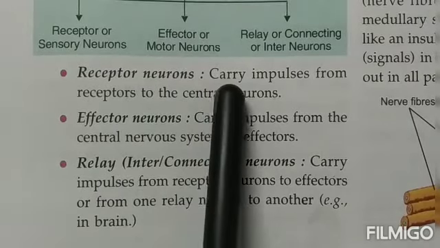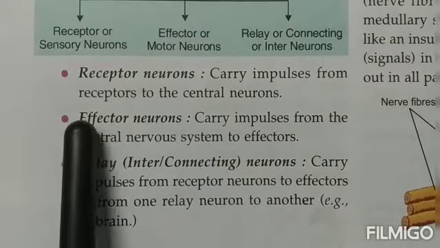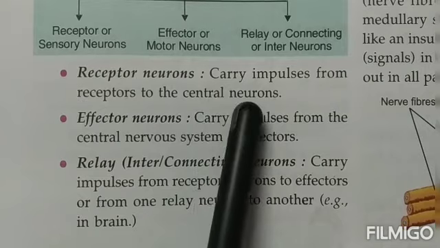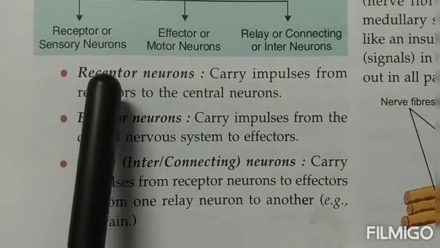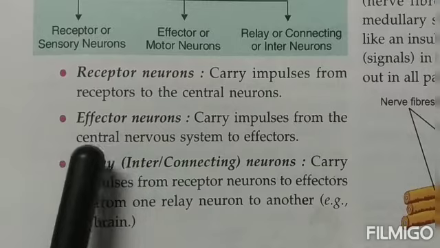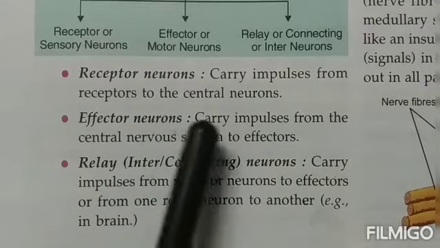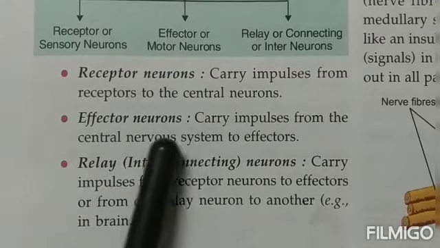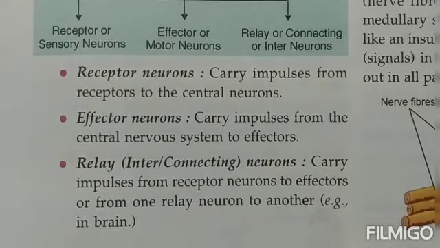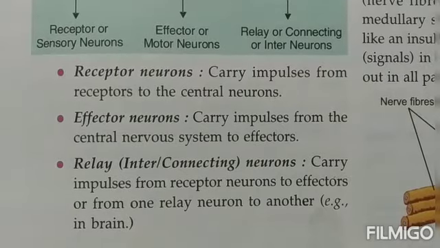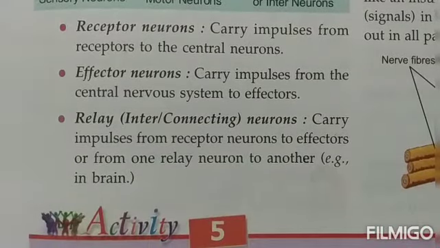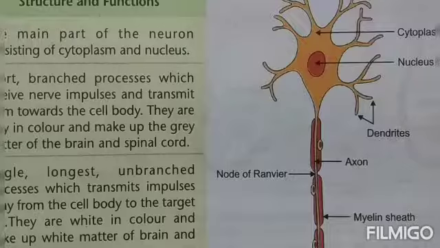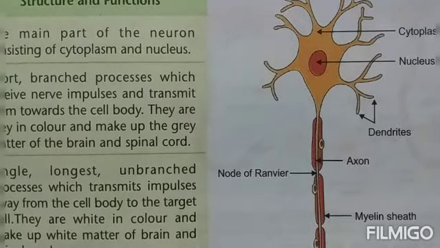Receptor neurons will carry the impulses from the receptors to the central nervous system. Right? So, receptors are the sensory neurons, children, that are connected with the sense organs of our body. Effector neurons carry impulses from the central nervous system to the effector. And the relay neurons will carry the impulses from the receptor neurons to the effector, or from one relay neuron to another.